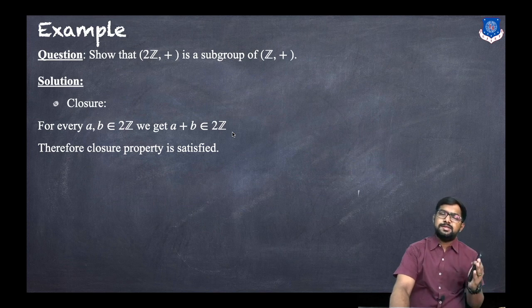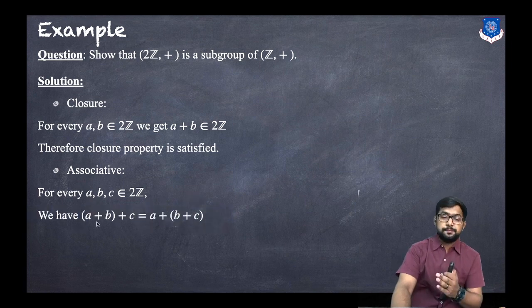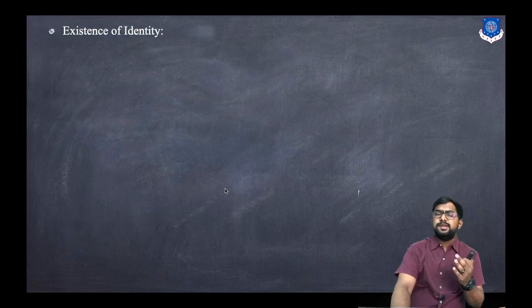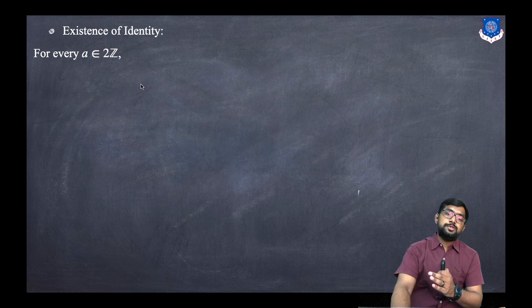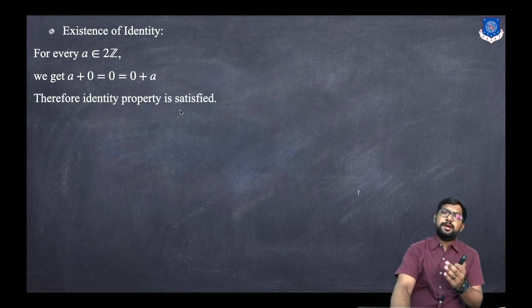Suppose we add 2 plus 4, then we get 6. That also belongs to 2Z. So closure property is satisfied, right? Now what is the associative property? In the same manner, let us take any three elements a, b, c belongs to 2Z. So we have a plus b plus c equals a plus b plus c, right? So associative property holds. It is very easy. Now existence of identity. For every a belongs to 2Z, we get a plus 0. So a plus 0 equals a equals 0 plus a. So 0 is the identity element. Therefore identity property is satisfied.